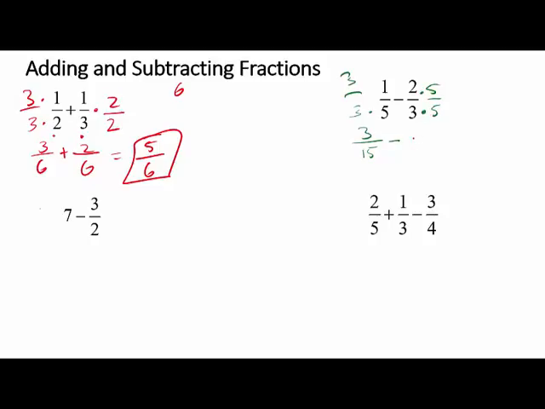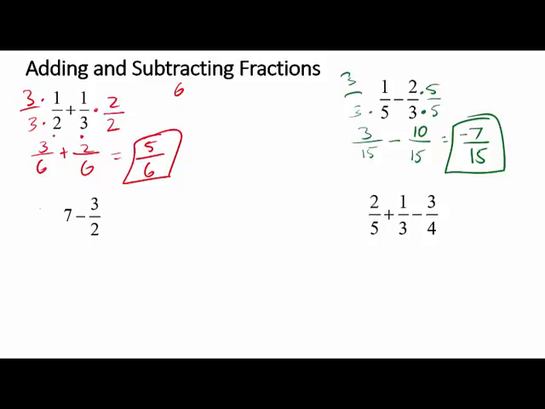So 3 times 5 on the bottom should give me a 15. And on the top, 2 times 5 should give me a 10. And now, if you look here, if I have 3 fifteenths and I subtract 10 fifteenths, that should give me -7 fifteenths. And there's our answer to the next one.